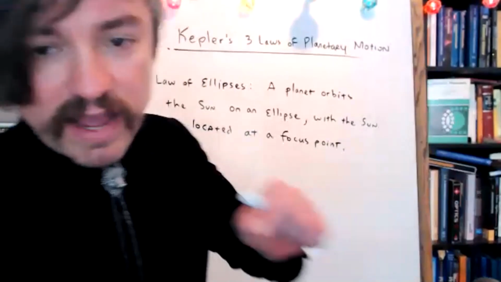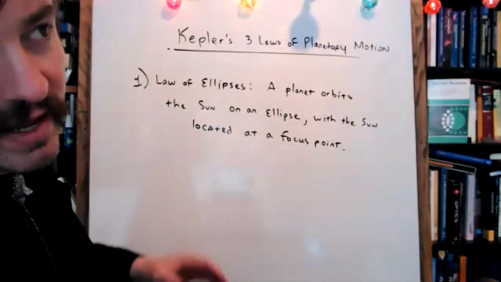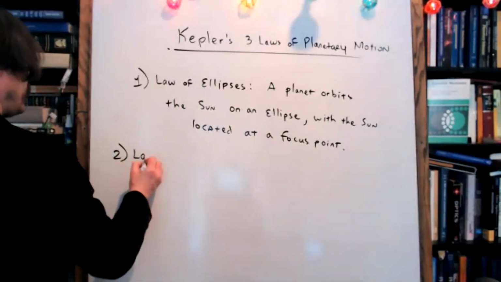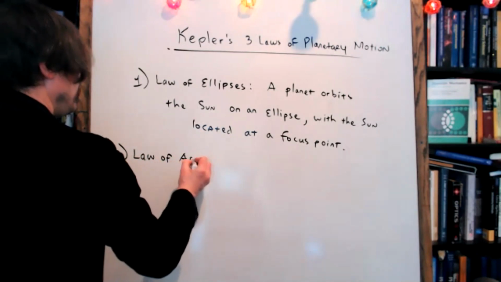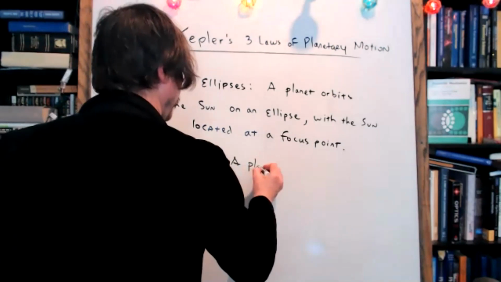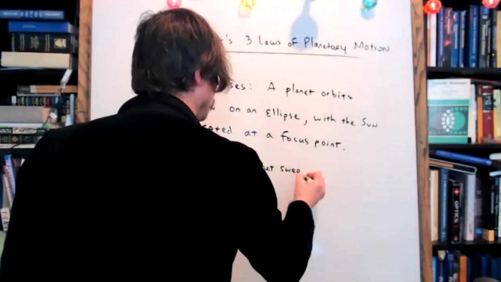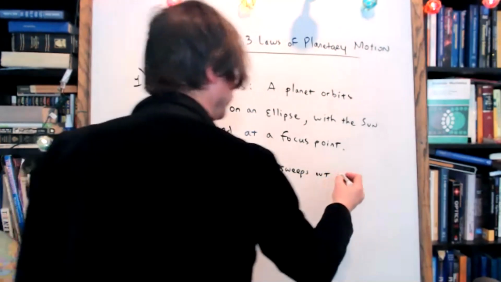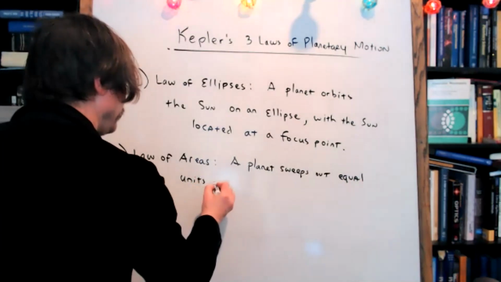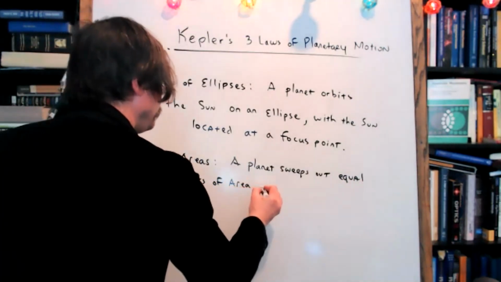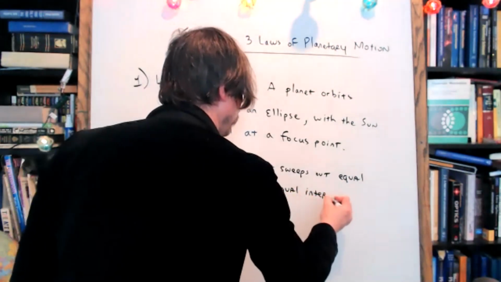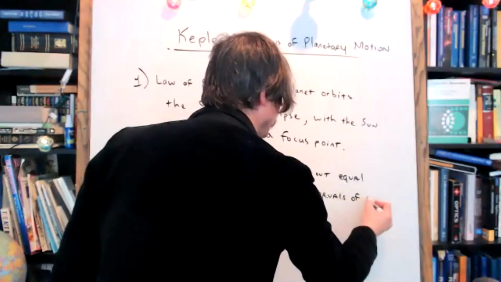The second law describes how the planet moves around the sun with time. It's called the Law of Equal Areas. Sometimes people just call it the Law of Areas. It goes like this: a planet sweeps out equal units of area in equal intervals of time.